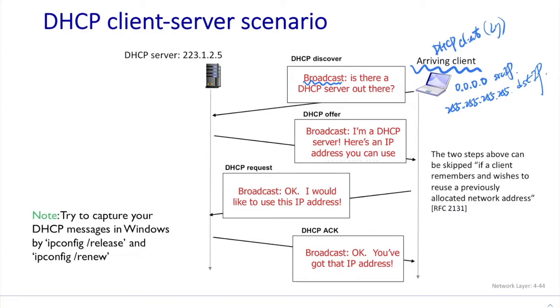0.0.0 means I don't know what my IP address is, because I'm a newcomer, an arriving client. I don't know what my IP address is or what it should be, and I don't know the IP of the DHCP server. So I use the broadcast IP address.